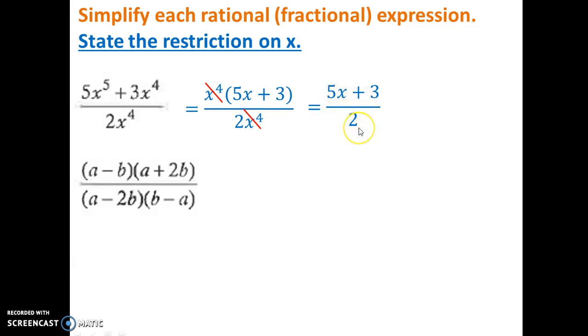All right, now in terms of the restrictions, we know that x cannot be 0, and you're thinking why? Over here, x can be 0. If you put 0 in here, that's okay. But looking back at the original, and this is what we have to do with these, look at the original.